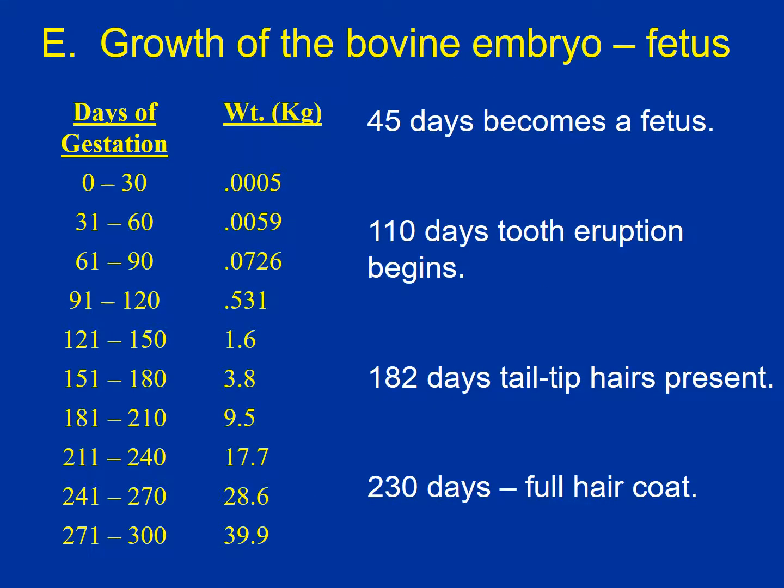So here we have a look at how things develop. At 45 days we have a fetus, and at 110 days we have the teeth growing. At 182 days we're starting to get hair developed. It's going to develop on the tip of the tail first and then work its way forward on the animal. At 230 days we should have a full hair coat on that animal, and at 280 days the animal is going to be born.